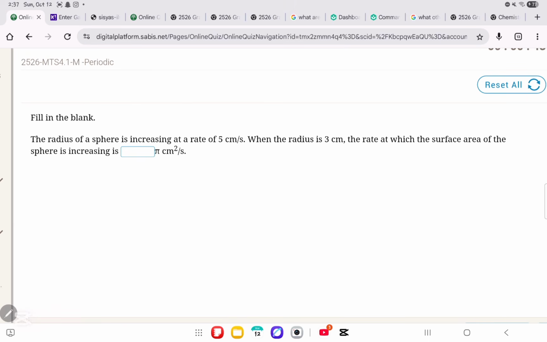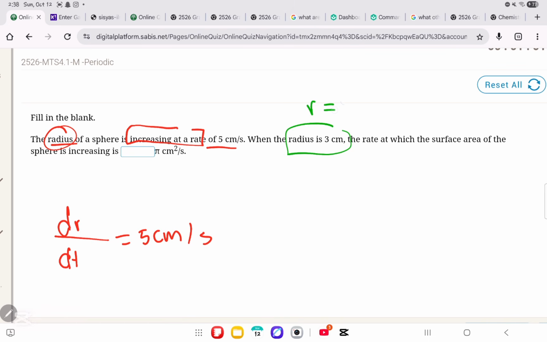So the radius of a sphere is increasing at a rate of 5 centimeters per second. So when you see increasing at a rate, this means it's something over dt. Radius means that it's dr. So dr over dt is 5 centimeters per second. When the radius is 3 centimeters, meaning that r is 3 centimeters, they want the rate at which the surface area of the sphere is increasing. So rate means dt, and surface area, we'll say it's ds, is what we need to find.